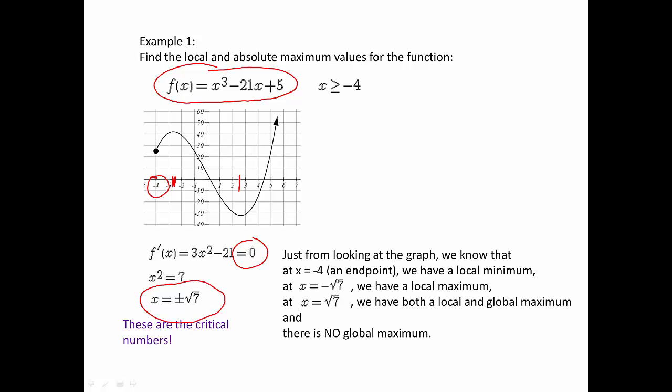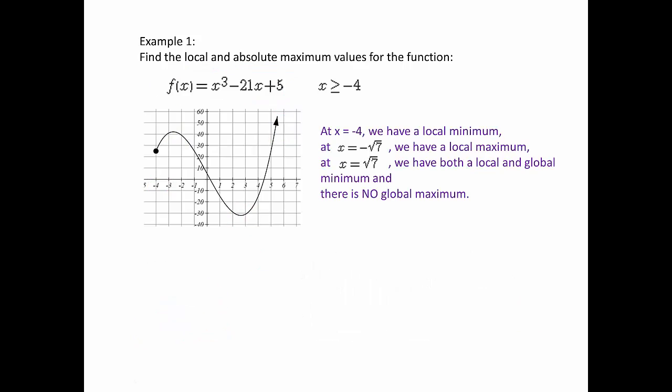So just from looking at the graph, we know what they are. Negative 4 is a local minimum. And again, some people don't call that a local minimum, but we can. X equals negative square root of 7, we have a local maximum right there. Positive square root of 7, that's both a local and global. Oops, not maximum. This is wrong. This should be a minimum. And there isn't a global maximum because the graph goes forever and ever up, so there's no highest point.